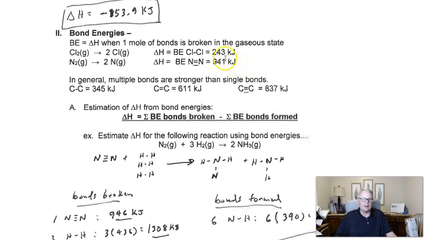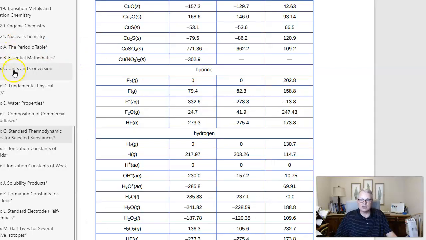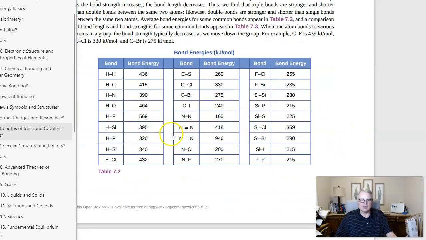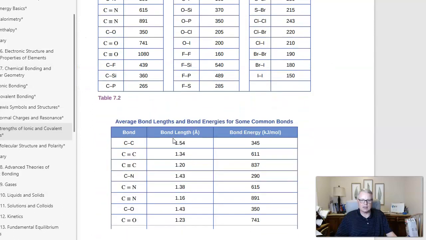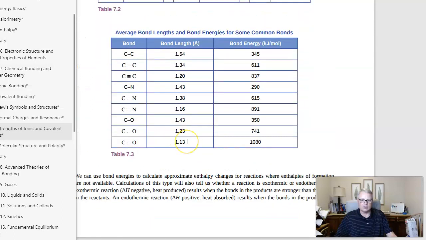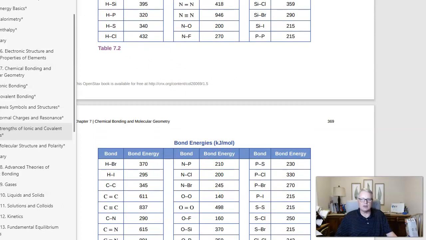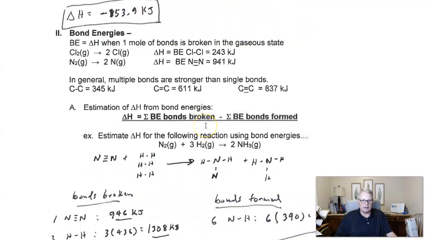Again, these are found in a chart in Chapter 7, probably in section 7.5, strengths of ionic bonds. There's a whole chart of bond energies. Some of them are a little more sophisticated, some a little simpler. This is a fairly simple one, and that's fine. It will do what we need it to do. Again, this is given to you. I don't make you memorize chart data. I will give you this on a test if you need it.